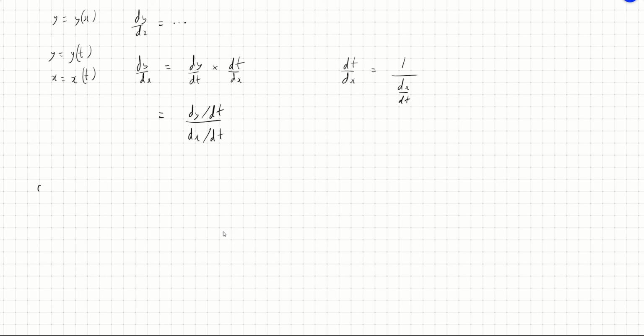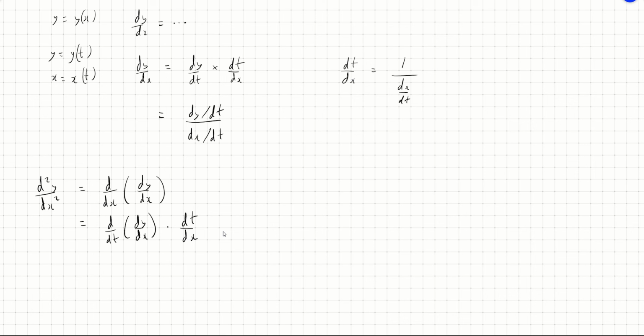But in this example, we want to look at the second derivative, so d2y by dx squared. Well, that just means d by dx of dy by dx. And again, using the chain rule, this is the same as d by dt of dy by dx multiplied by dt by dx. That's the chain rule. We differentiate with respect to t and then multiply by the differential of t with respect to x.